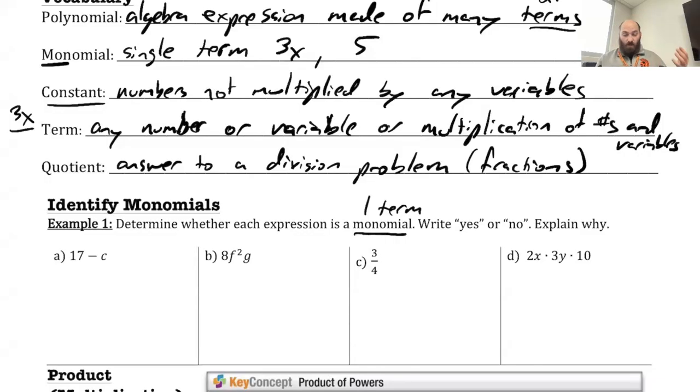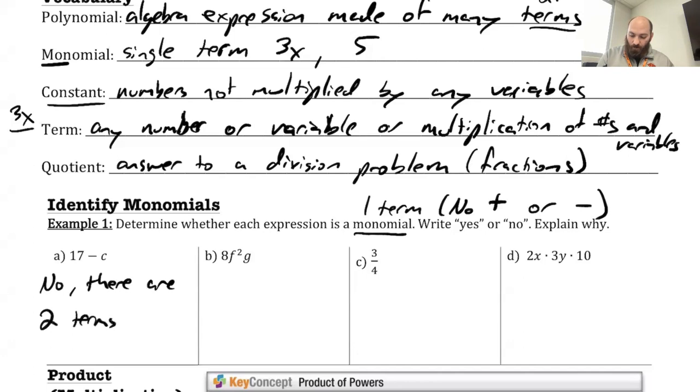Okay, now we're back. Let's take a look at these. So remember, to be a monomial, there is no addition or subtraction. Okay, so that's what we're looking at here. So for example, A, this is not a monomial. We have 2 terms. That would be my reasoning why. So it's no, there are 2 terms. Okay, part B, everything is multiplied together. 8 f squared g. This is yes, it's a single term. Everything is combined through multiplication. Okay, so that'll be my explanation.